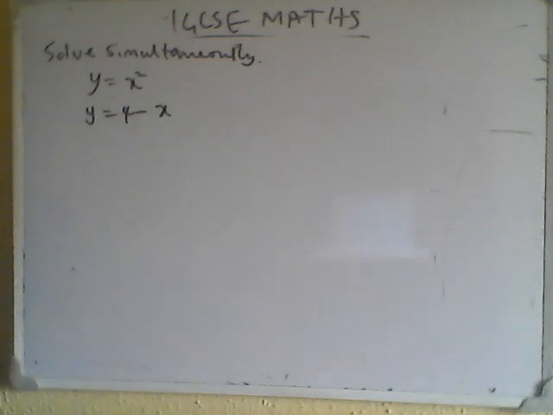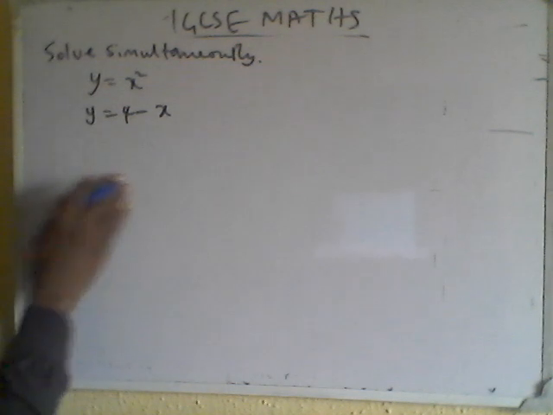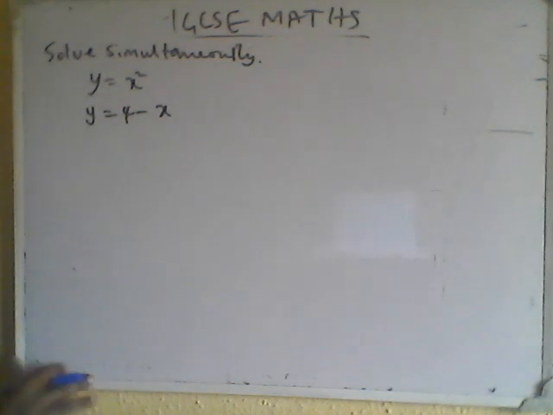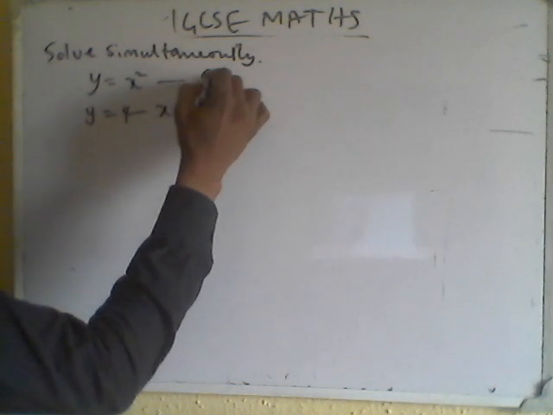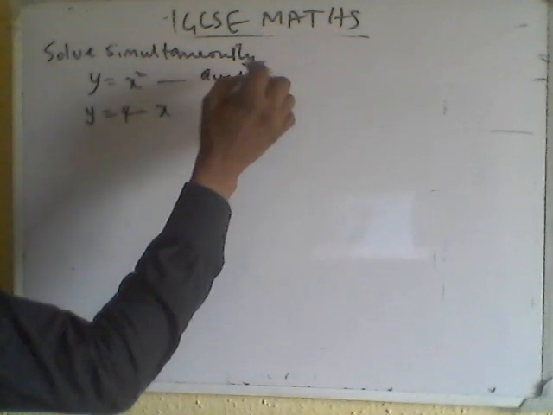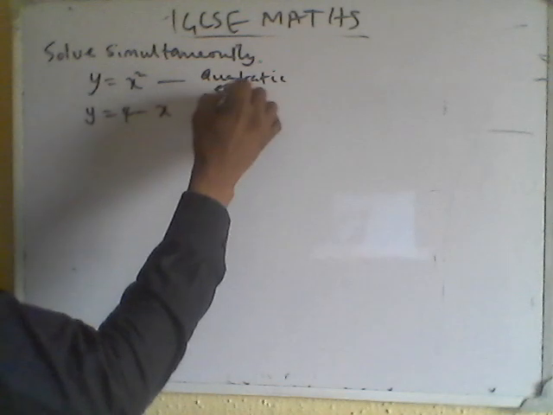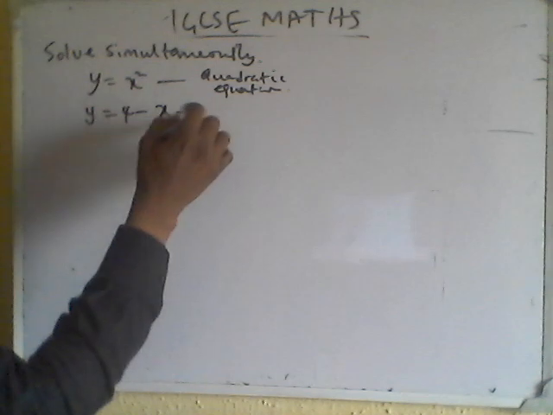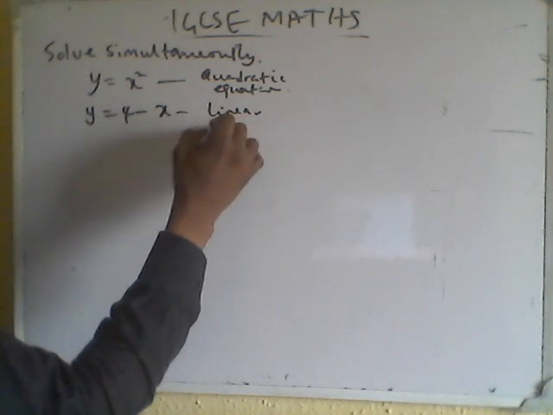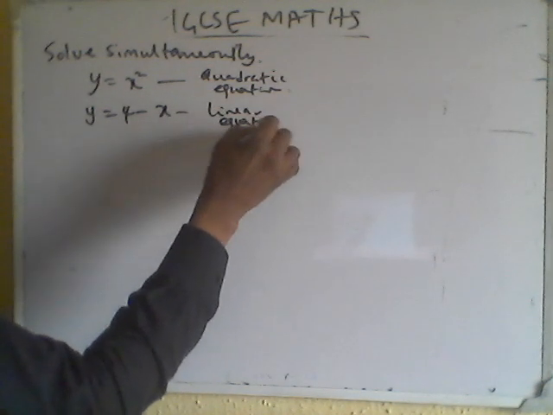Okay, so I have this question on the board. To solve simultaneously, this first one is a quadratic equation. Why? Because the highest power of the variable x is 2. And this one is a linear equation. Why? Because the highest power of the variable x is 1.